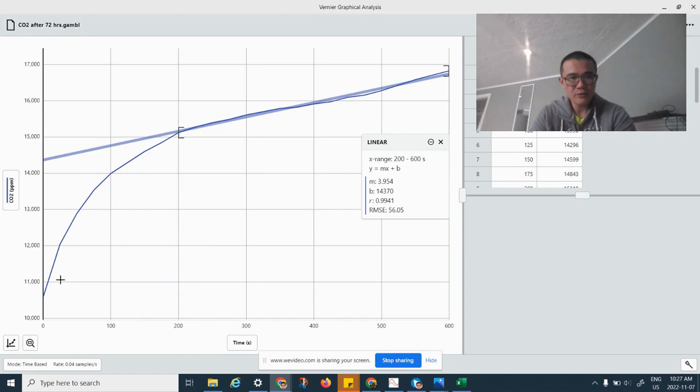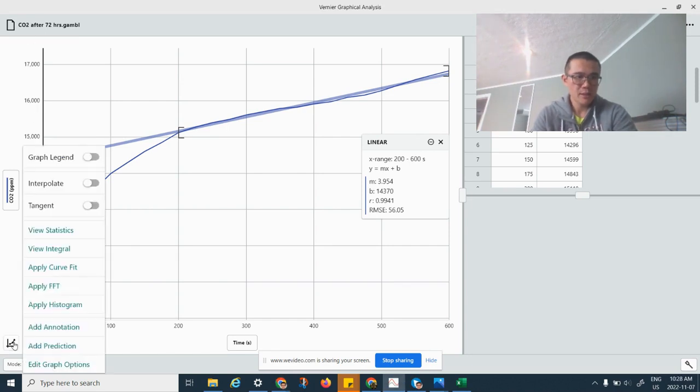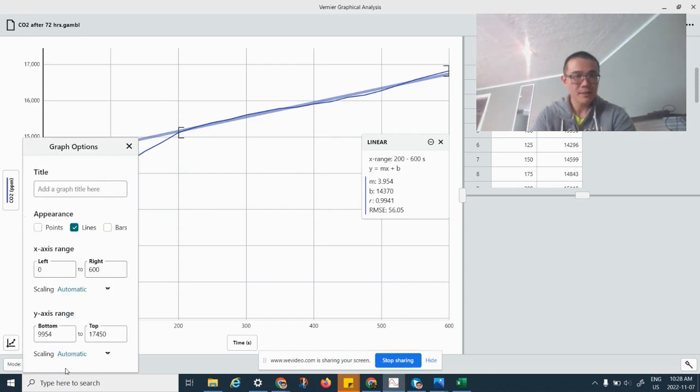Now, one thing I do want to talk to you guys about is this. First off, how do you set up the y-axis like that? You go to the graph options and you go to edit graph options. Here you can set up your optimal y-axis, because keep in mind these are lines of best fit. So you want to stretch it out as much as possible so you can see how the line changes.